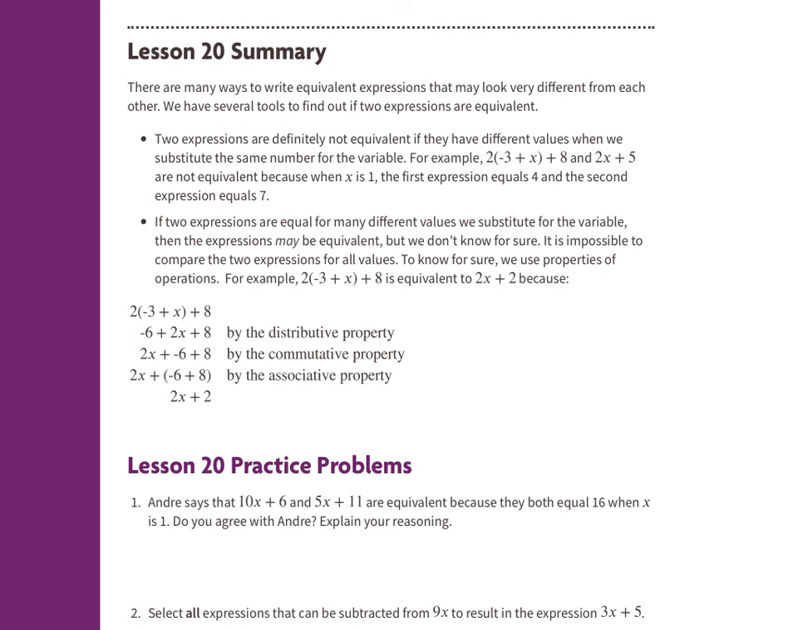So we have 2x plus 2. All right, so looking at your assignment today, it looks like we're doing number 1. So you're just answering, are they equivalent or are they not? True or false? And then number 2, you're selecting all the expressions that are equal to 3x plus 5. So you're selecting all the ones that are equal to 3x plus 5 after we combine our like terms. Remember, if you have any questions, you can always send me an email. Thanks.